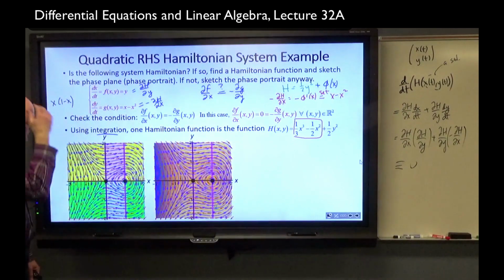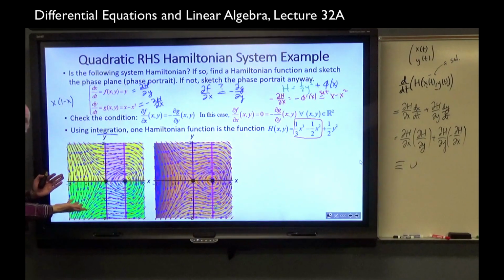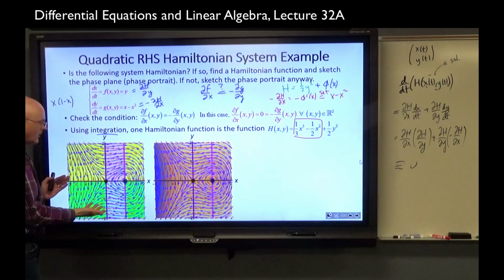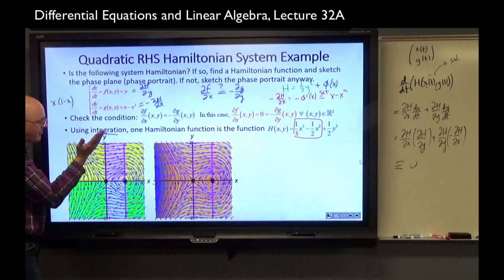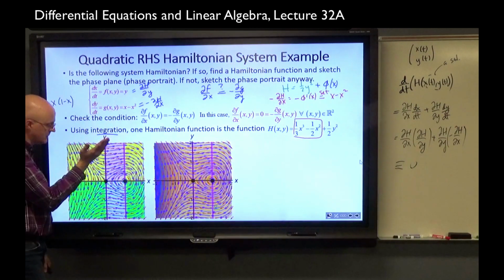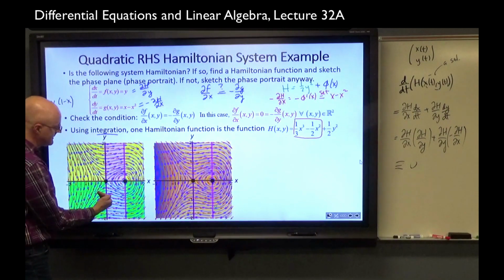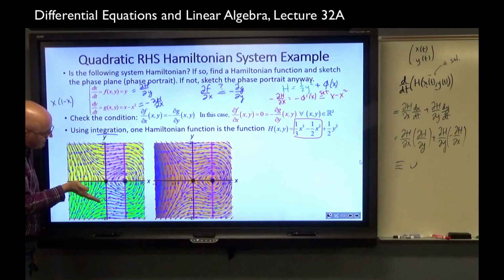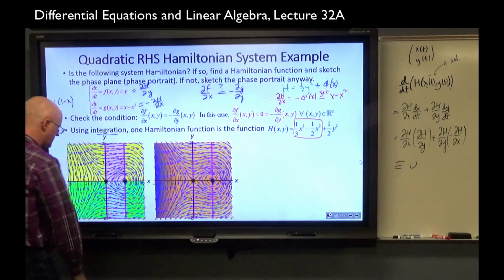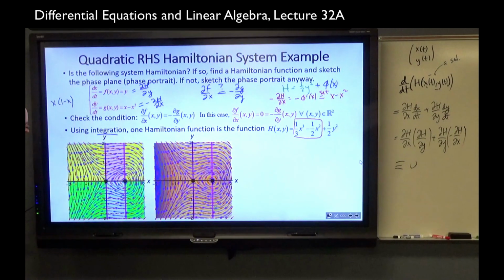I did it purposely in 2 ways here. This way is the way we've done for the most part so far. Color-coded. Pink represents northeast motion of solution curves. Blue represents northwest motion. Yellow represents southeast motion. Green represents southwest motion. The computer can do a nicer job than I can.